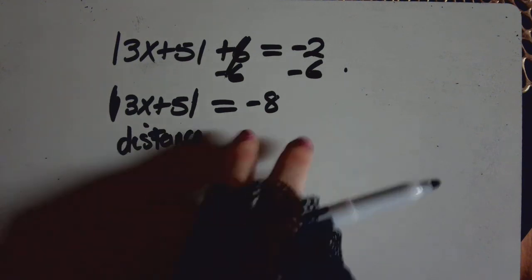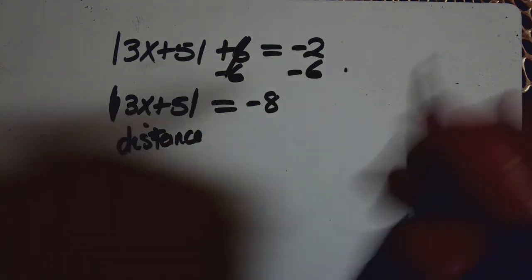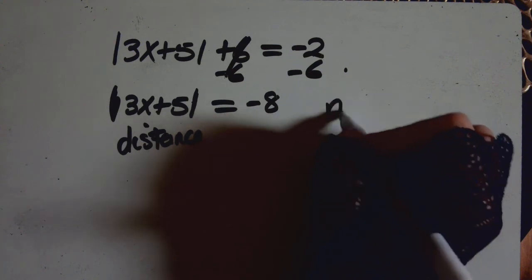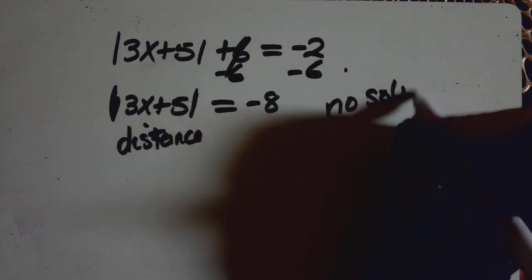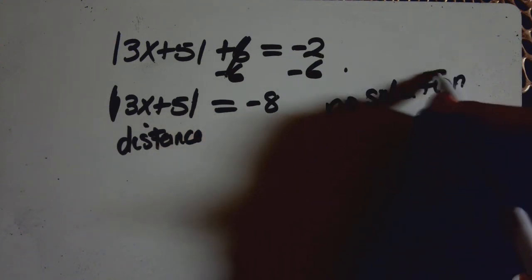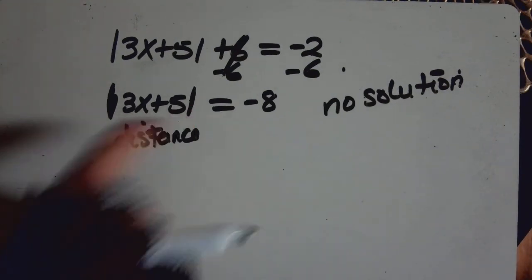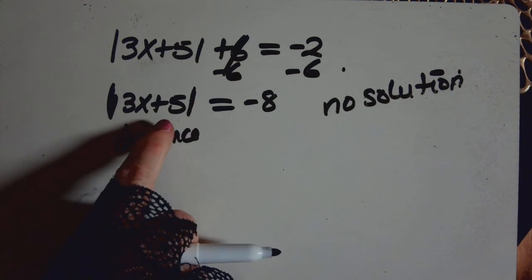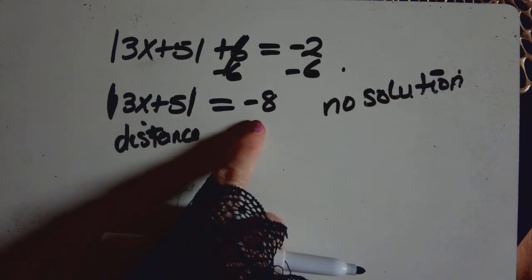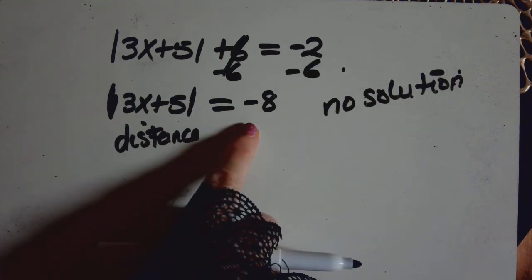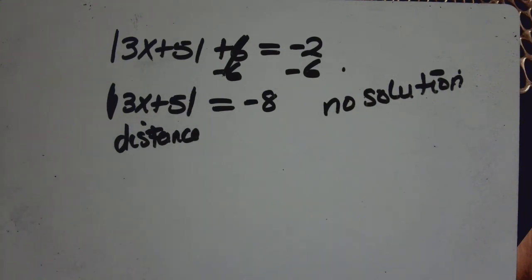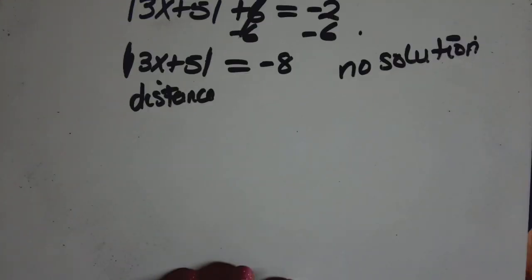You're talking about the distance being equal to a negative number. That is impossible, so no solution. Distance is not negative, it's always positive. So as soon as you solve it and you see that the absolute value is set equal to a negative, you put no solution. Don't try to work it out. You'll work it out and get some numbers, but it won't be right. So it's no solution, that's all. There's nothing else you can do to it. So let's try one more.